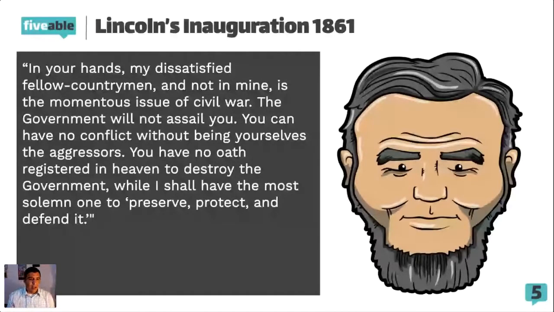So he says, "In your hands, my dissatisfied fellow countrymen, and not in mine, is the momentous issue of civil war. The government will not assail you." That means we're not going to attack the South. "You can have no conflict without being yourselves the aggressors. You have no oath registered in heaven to destroy the government, while I shall have the most solemn one to preserve, protect, and defend it." So what is Lincoln saying here?